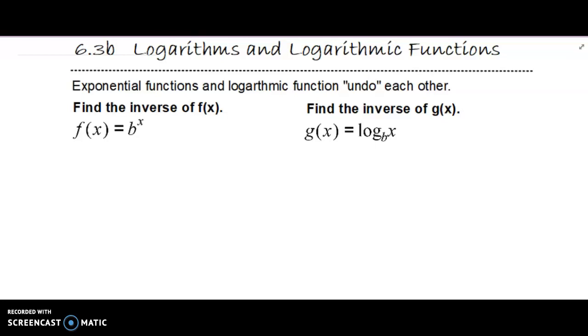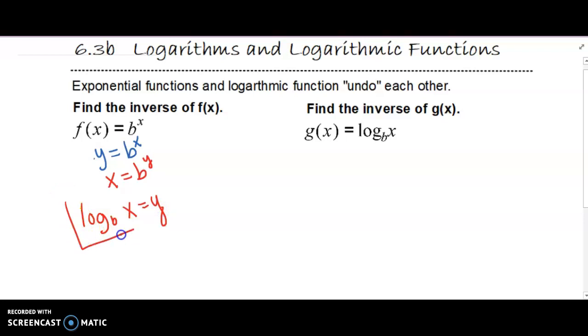If I just go and find the inverse of both of these functions, remember, this is just y equals b to the x, okay? To find the inverse, I would switch the x and the y, and then I would solve for y. So to do this, I would write this in terms of log. So it'd be log base b of x equals y. Okay, so that would be the inverse of f of x.